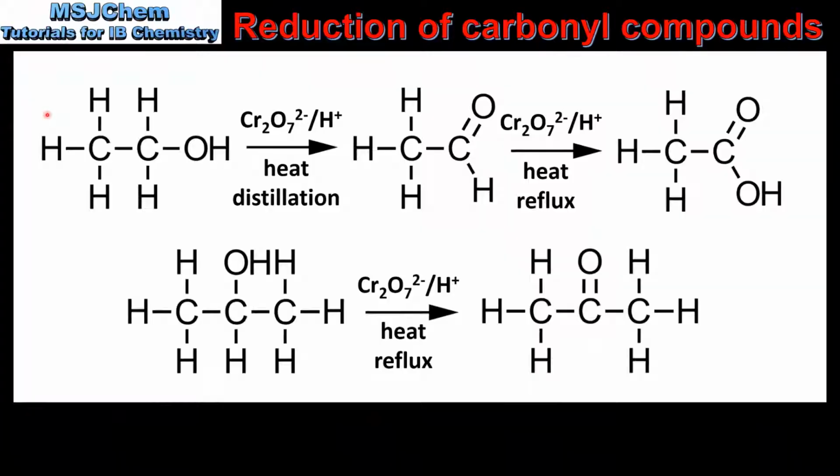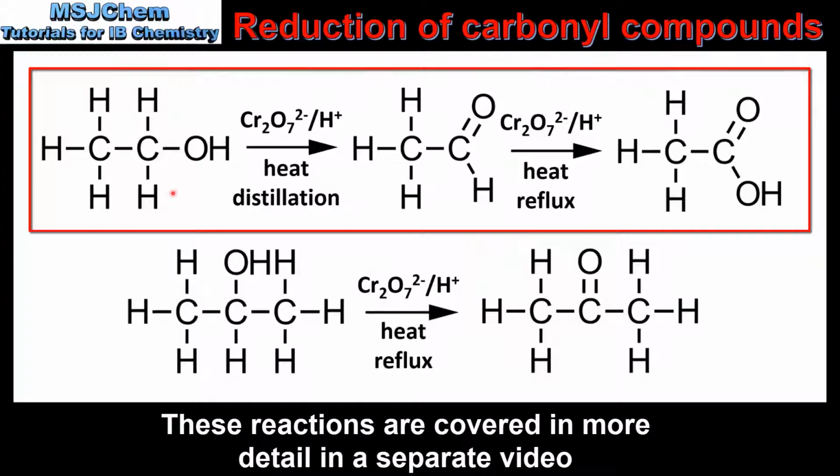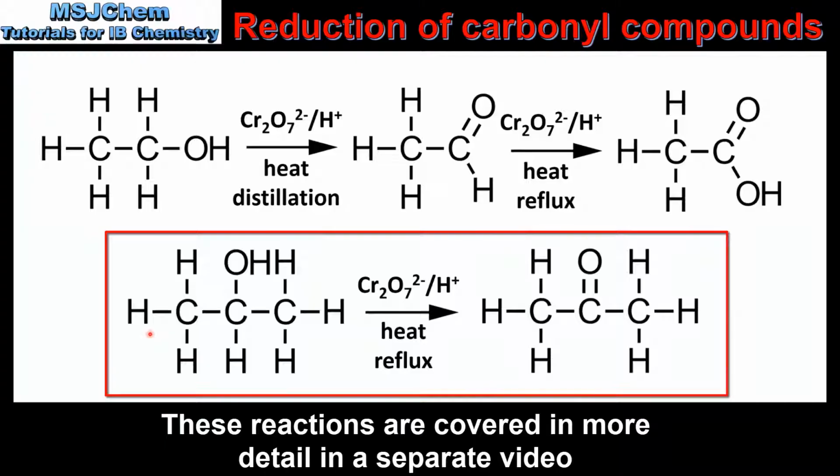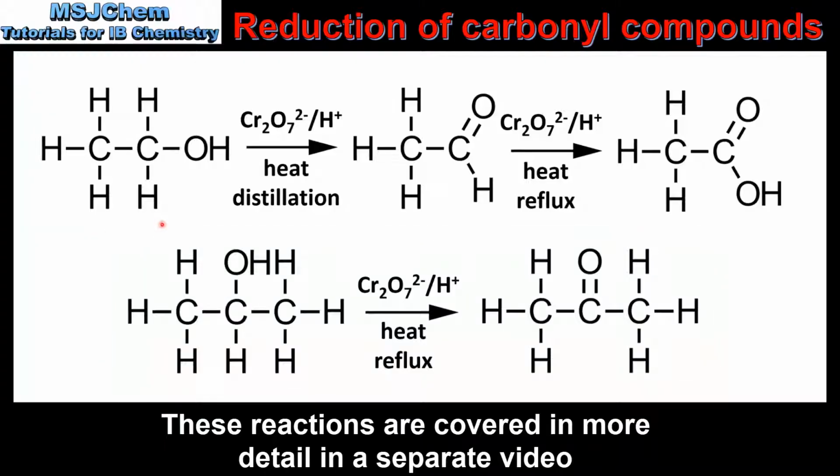In a previous video, we looked at the oxidation of primary and secondary alcohols. Primary alcohols can be oxidized to form either aldehydes or carboxylic acids, depending on the conditions. Secondary alcohols can be oxidized to form ketones. These reactions can be reversed using a suitable reducing agent. So carboxylic acids can be reduced to form either aldehydes or primary alcohols, and ketones can be reduced to form secondary alcohols. So next, we look at the reducing agents used in more detail.